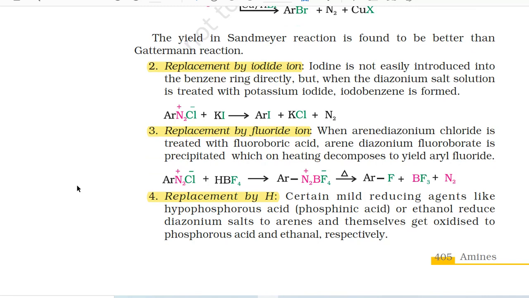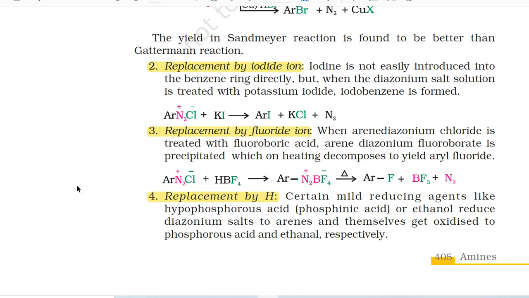Second, replacement by iodide ion. Iodine is not easily introduced into the benzene ring directly, but when the diazonium salt solution is treated with potassium iodide, iodobenzene is formed. ArN2+Cl- + KI gives ArI + KCl + N2.